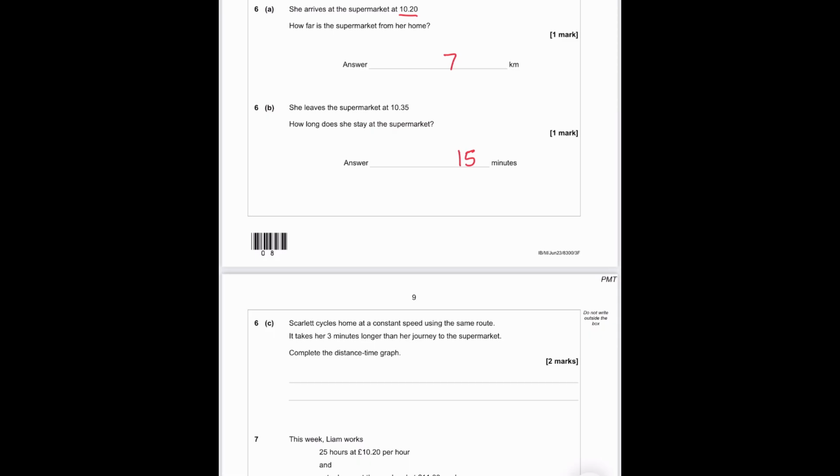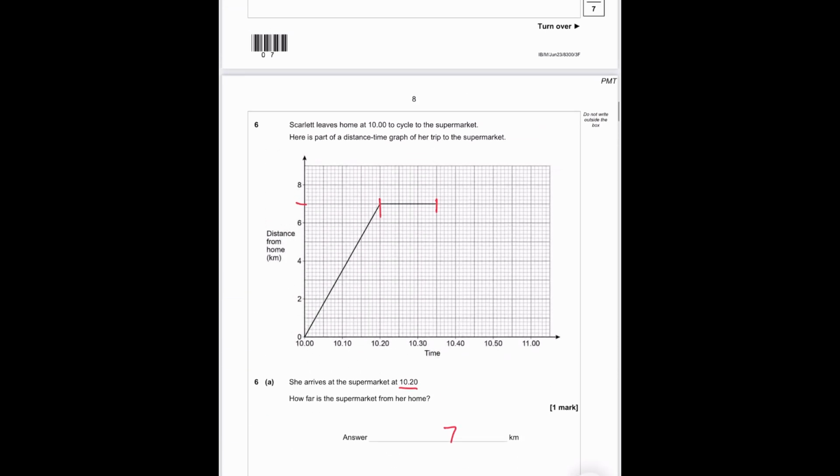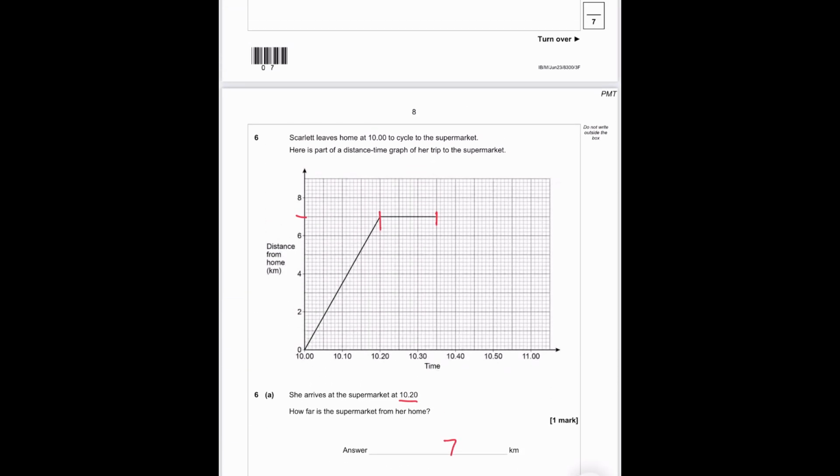Now she cycles home at a constant speed using the same route. It takes her 3 minutes longer than her journey to the supermarket. So if she starts at 10:35, we're going to add 23, and that's going to take us to 10:58. So we need to go back and we need to draw the graph so that she arrives at 10:58. So that is going to be here. You're going to use your ruler and draw a line down to there.